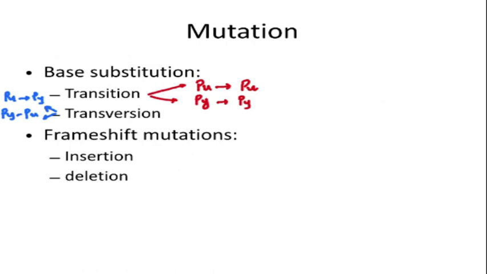In a frameshift condition, you remove one nucleotide, so the whole reading frame will shift. You remove two nucleotides, again the whole reading frame will shift. But if you remove three nucleotides, the reading frame will be intact.